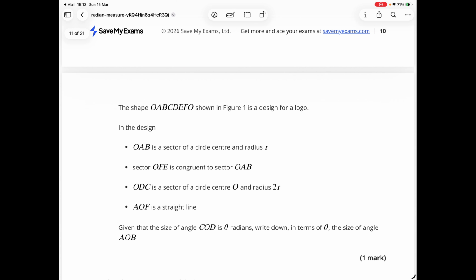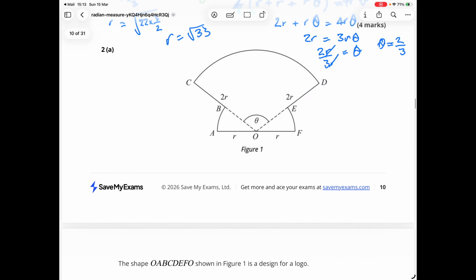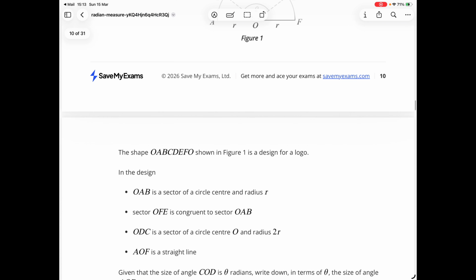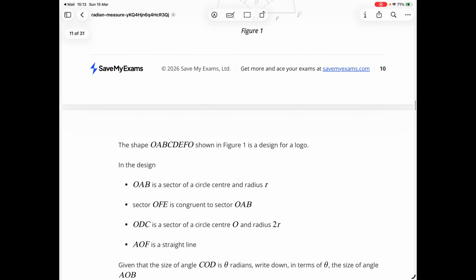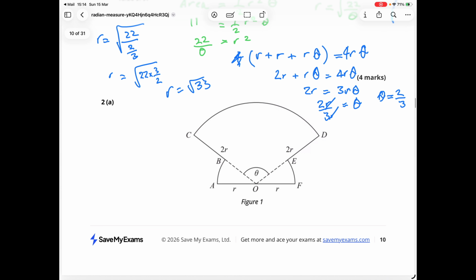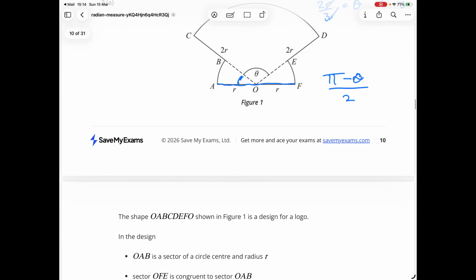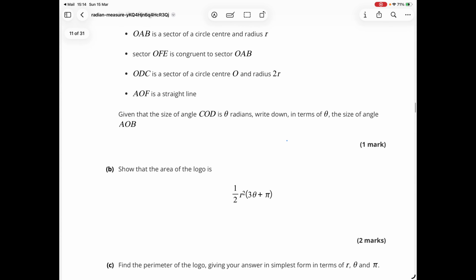Given that the size of angle COD is theta radians, that's the one in the middle, write down in terms of theta the size of the angle AOB. It's only 1 mark, and that's because we know that this is 180 or pi. And so to find this one here, we go pi minus theta, and then we divide it by 2. So that's what that equals there.